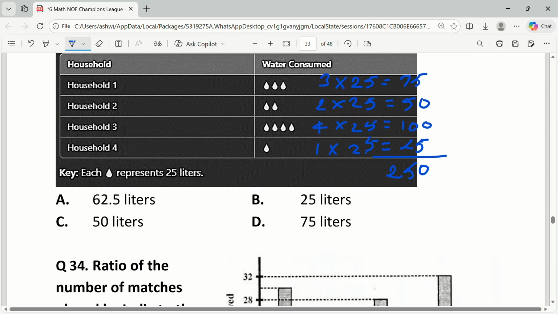So average water consumption is equal to total water consumed upon number of households. That is 250 on 4, which is equal to 62.5 liters. Comparing with the options, the answer is A, 62.5 liters.